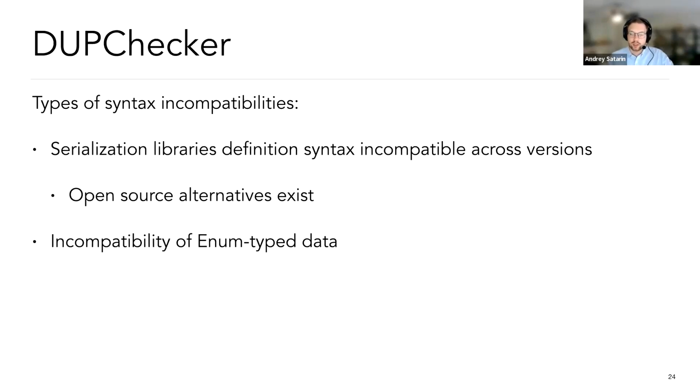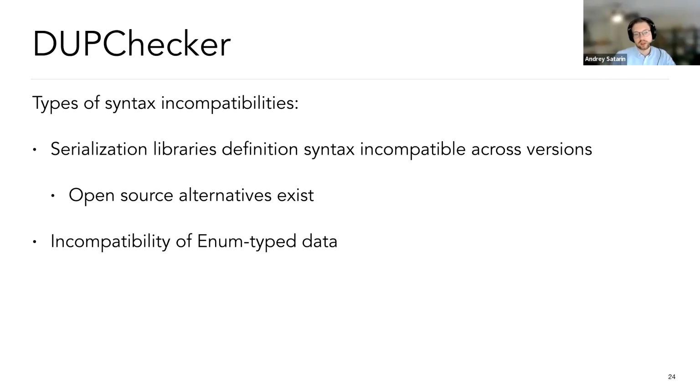The next tool they talk about is DUPChecker, which is targeting specifically syntax of data in the system for serialization libraries and enum types. So DUPChecker targets two types of syntax incompatibilities in the system. Specifically syntax, not semantics, of the data, and just two types. But those turn out to be enough to cover a lot of ground.